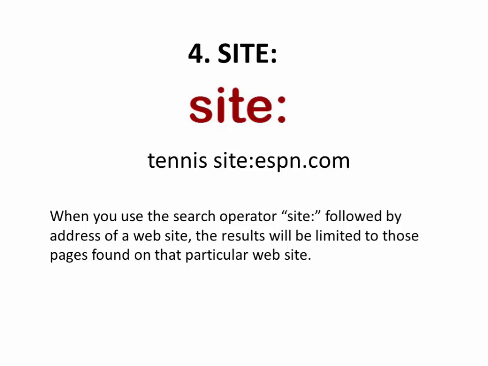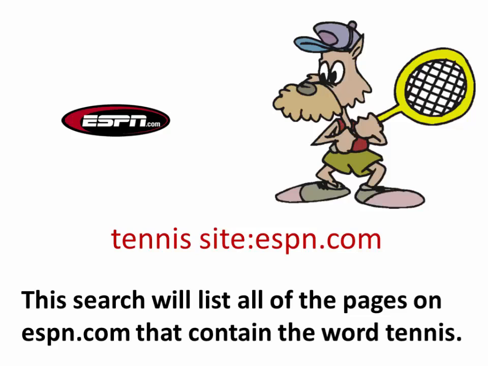The word cite. When you use the search operator cite, followed by an address of a website, the results will be limited to those pages found on that particular website. We've used ESPN.com as an example. This search will list all of the pages on ESPN.com that contain the word tennis.